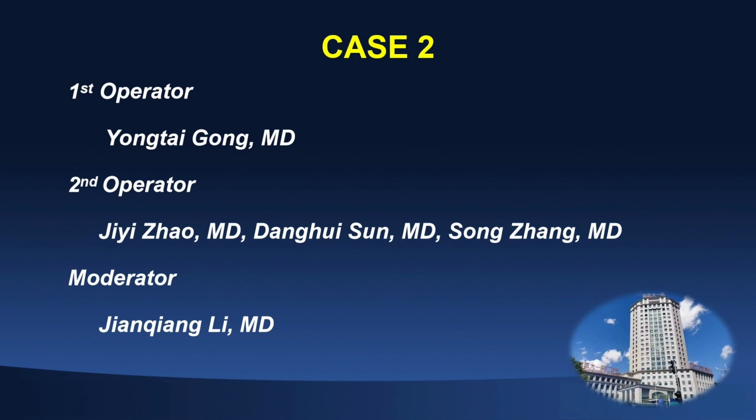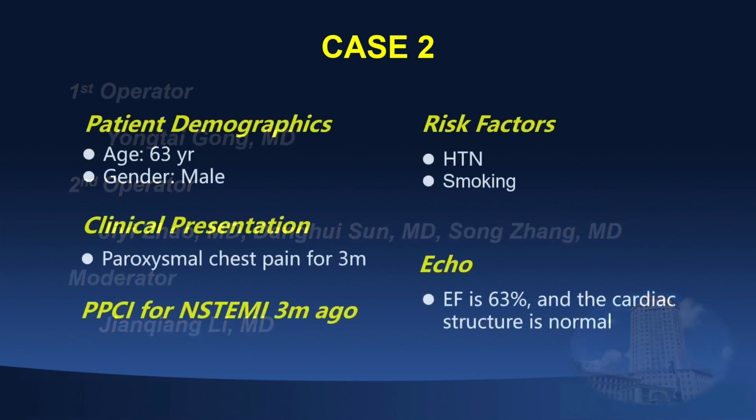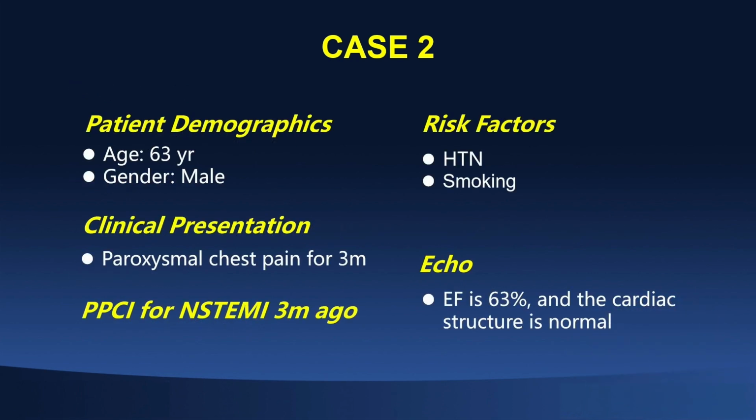This patient is a 63-year-old male who was admitted to our hospital with a chief complaint of paroxysmal chest pain for 3 months. His risk factors include hypertension, myocardial infarction, smoking, and alcohol drinking history. The echo check in our hospital showed the ejection fraction value is 63% and the cardiac structure is normal.